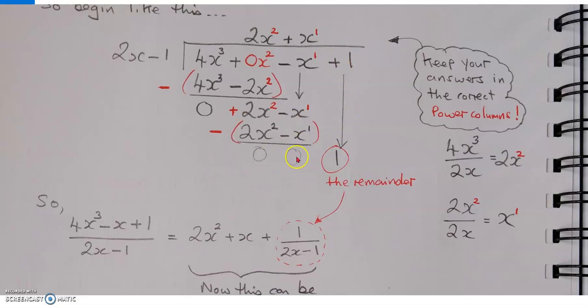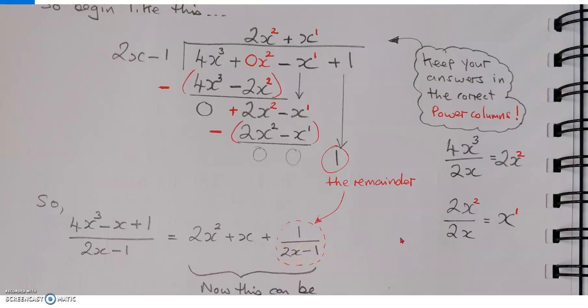Okay, so they all disappear, and we bring down this one. This is our remainder. And just as before, when our remainder in the numerical example was 2, and we were dividing by 5, we wrote 2 over 5. Our remainder now is 1 over this 2x minus 1. There it is there. So when we do this division here, we get this answer here plus this remainder like that.